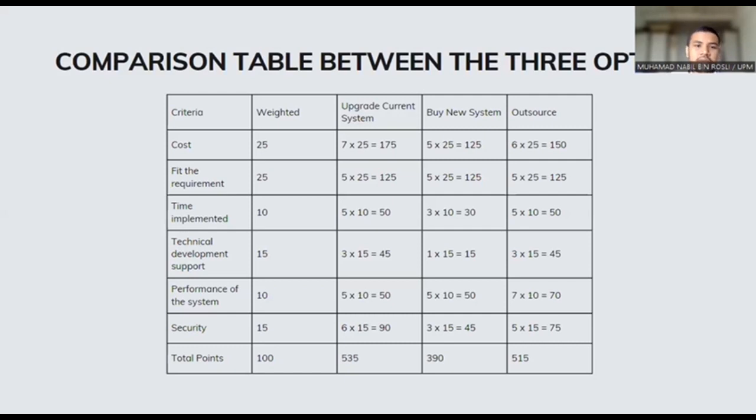So this is the comparison table between the three options, where we look at the criteria: cost, fit and requirement, time to implement, technical development support, performance of the system, and security. From the three options, our group chose to buy a new system because it is the easiest way to exchange with the current system.